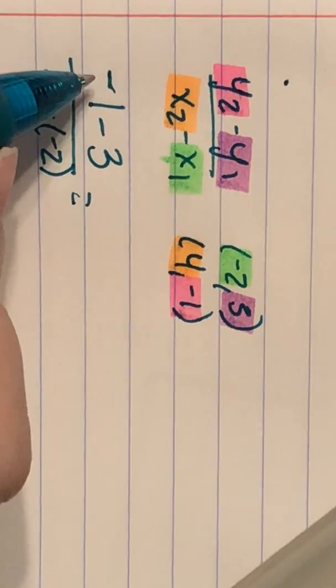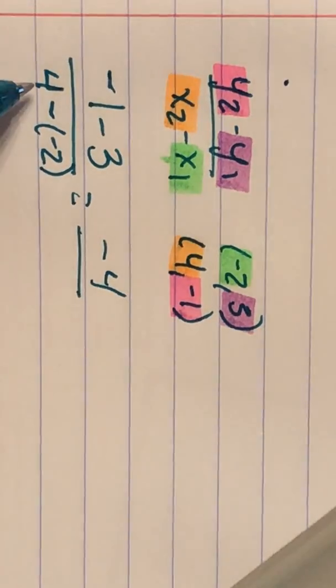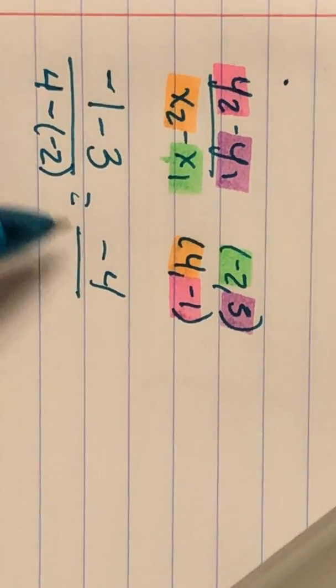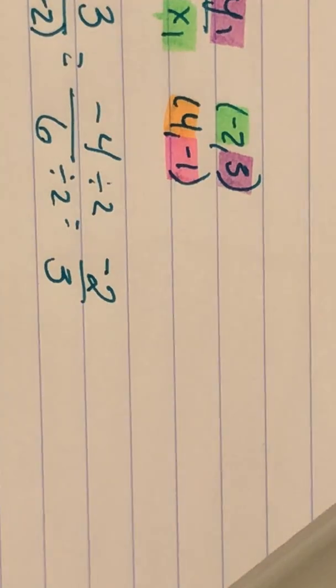Okay, and I'm going to simplify this. -1 minus 3 gives me -4. 4 minus -2 gives me 6. So -4 over 6, which can be simplified. I divide both of these by 2. So I get -2/3. So that's determining the slope given 2 points.